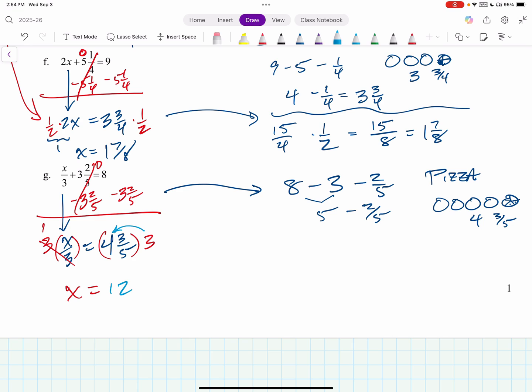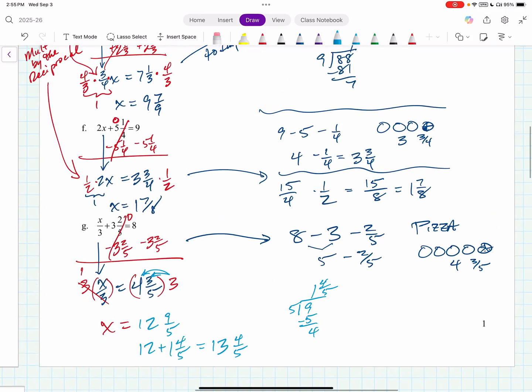4 times 3 is 12. 3 times 3/5 is 9/5. And then so you're going to have 12 plus whatever 9/5 is. And again, 9 divided by 5 divides one time with 4 remaining. So 1 and 4/5. So 1 and 4/5 here. Add the whole parts, 13 and 4/5. And there you go. And that is the entire quiz.